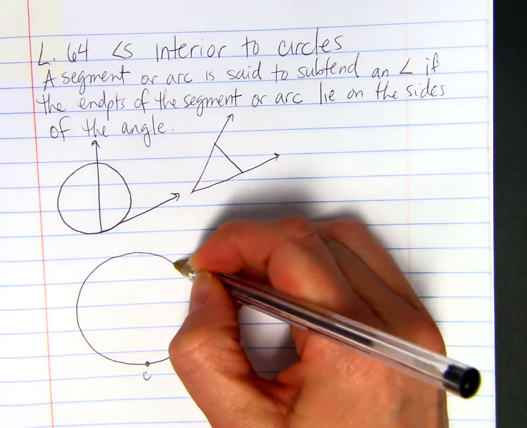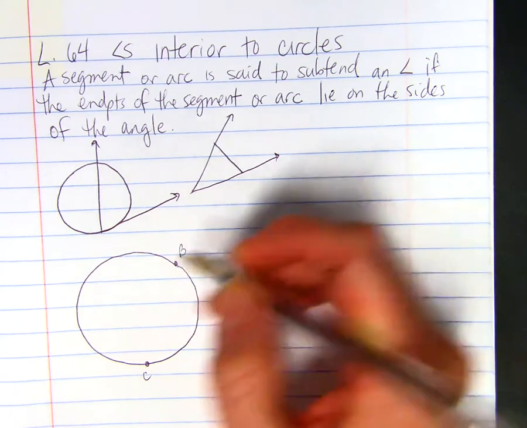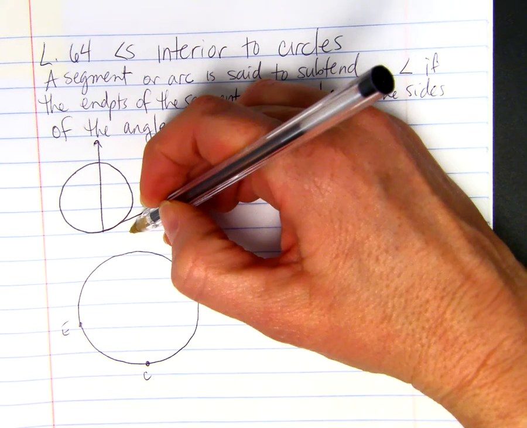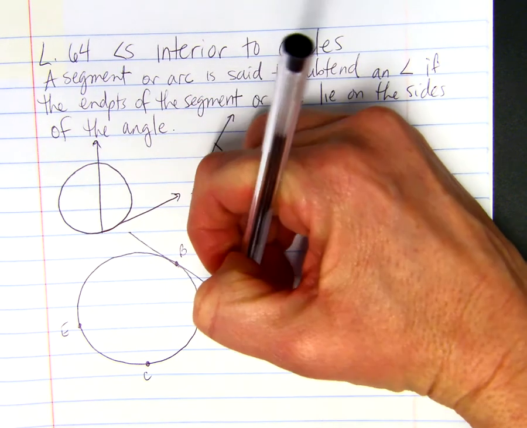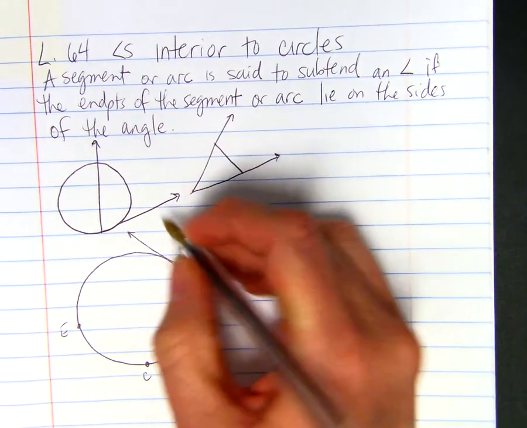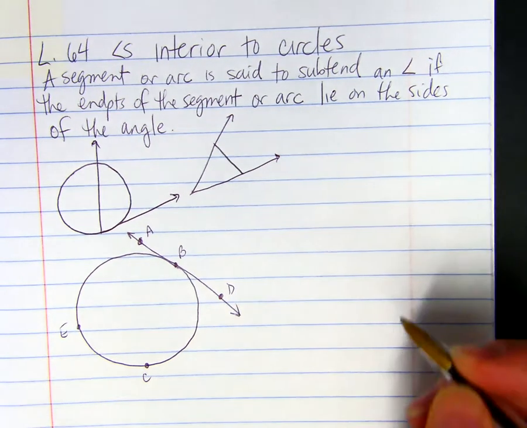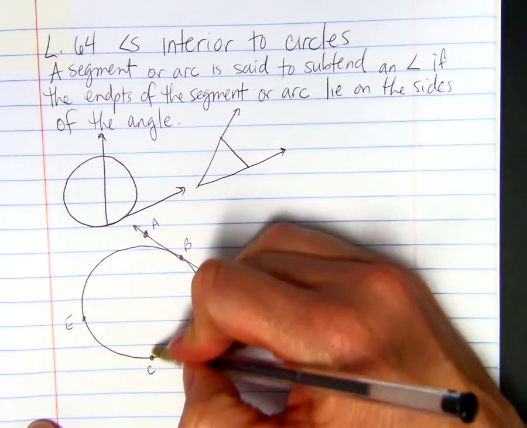And this is B, and we're going to put an E over here, and we're going to put a tangent line through B, and this has an A, and this has a D. Oh, we have to connect BC, sorry.